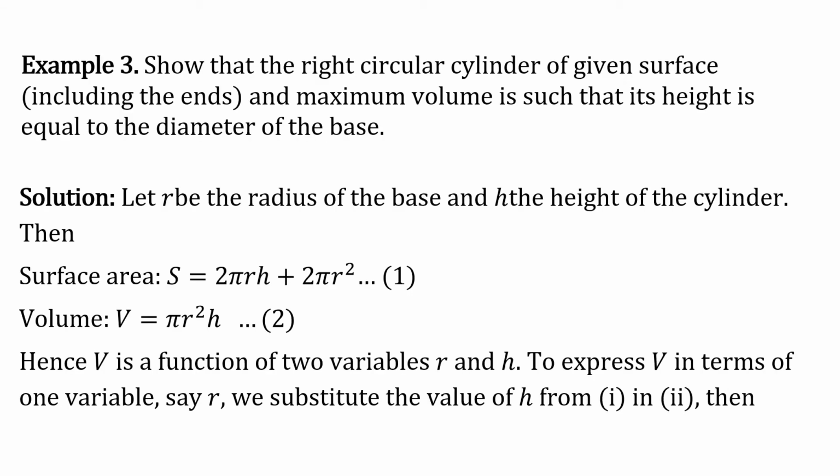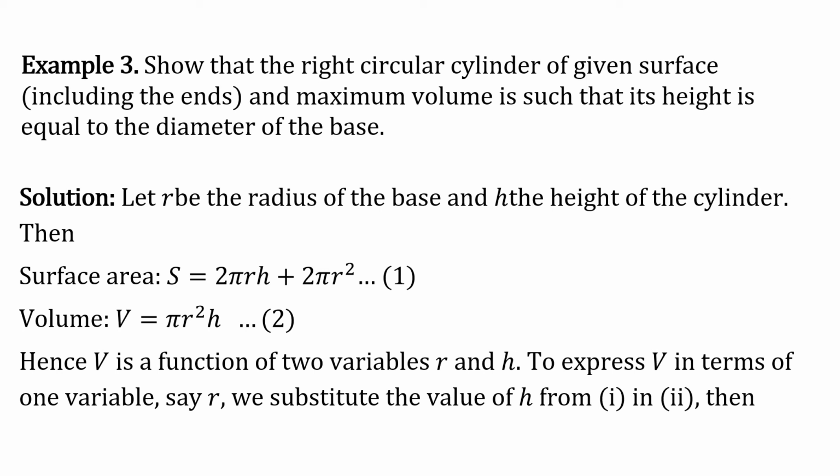Consider another example. Show that the right circular cylinder of a given surface, including the ends, and of maximum volume is such that its height is equal to the diameter of the base. Solution. Let R be the radius of the base and H the height of the cylinder. Then its surface area is given by S equals 2 pi RH plus 2 pi R square. Volume is given by V equals pi R square H.